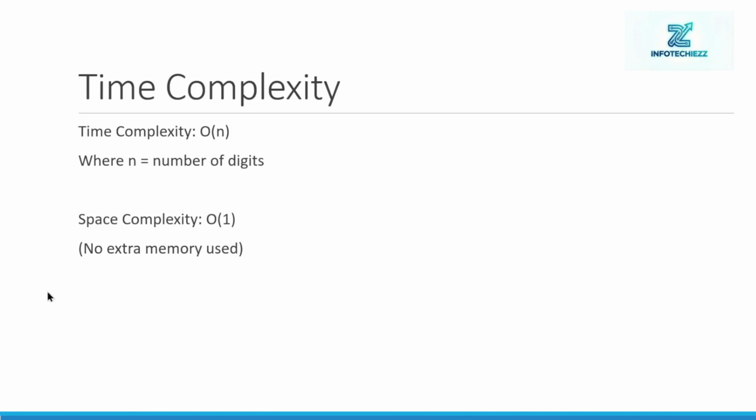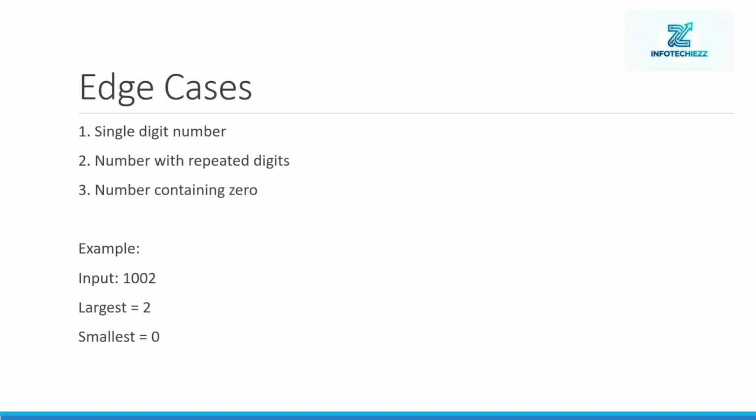So here we use big O of n, where n is the number of digits, and space complexity is big O of 1. We won't use any extra memory. And for some edge cases: a single-digit number, a number with repeated digits, and a number containing 0.